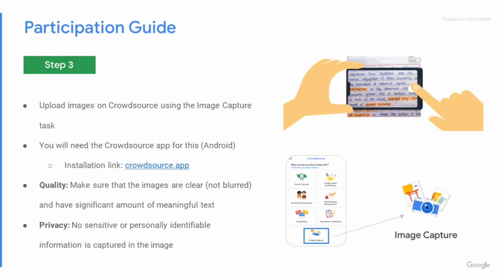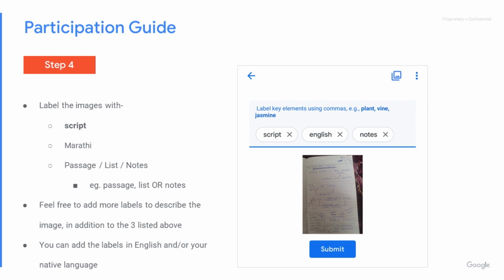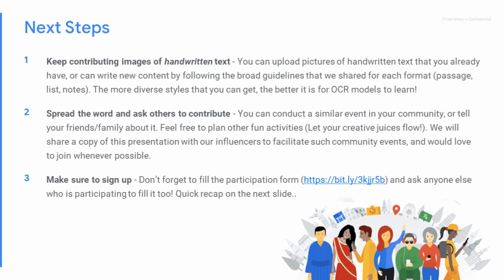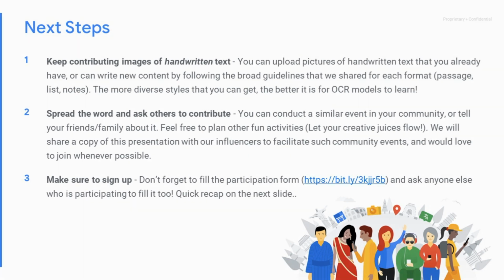In step 3, upload your clicked images on Crowdsource using the image capture task. Then in step 4, label your picture with 3 tags that are script, the language you have used, and note or list or passage depending upon your picture. You can upload pictures of handwritten text that you already have, or can write new content by following the broad guidelines that we shared for each format, like passage, list, notes. The more diverse styles that you can get, the better it is for OCR models to learn.